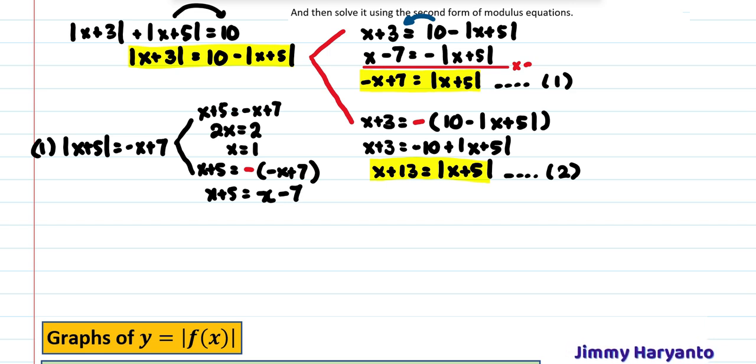This one will be x minus x equals 0, and then negative 7 plus 5 equals negative 7 minus 5 equals negative 12. And as you know, 0 is not equal to negative 12, so this one is no solution. Also, because this is the second type of equation, that means we have to double check your answer.